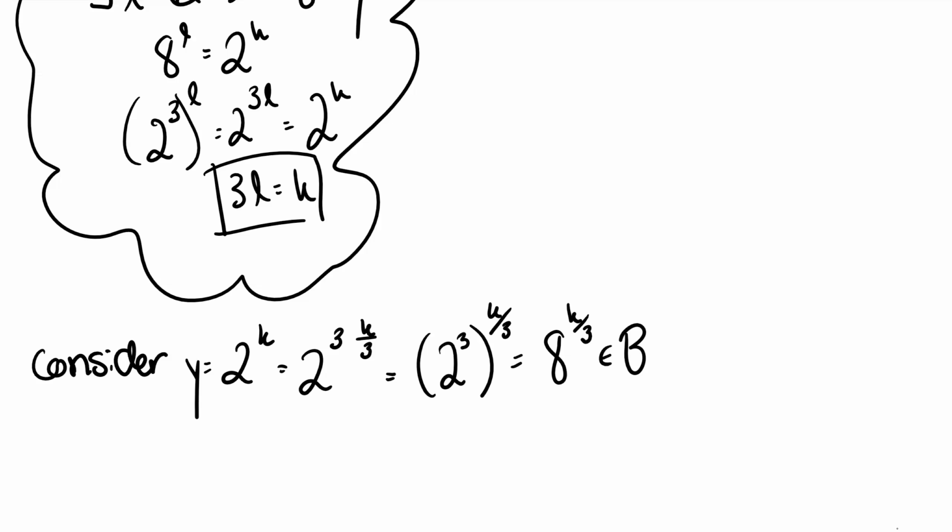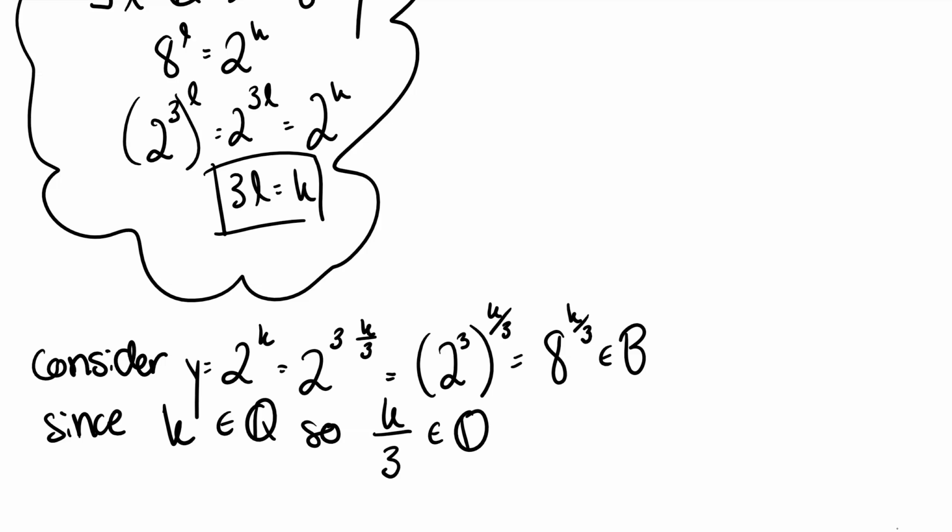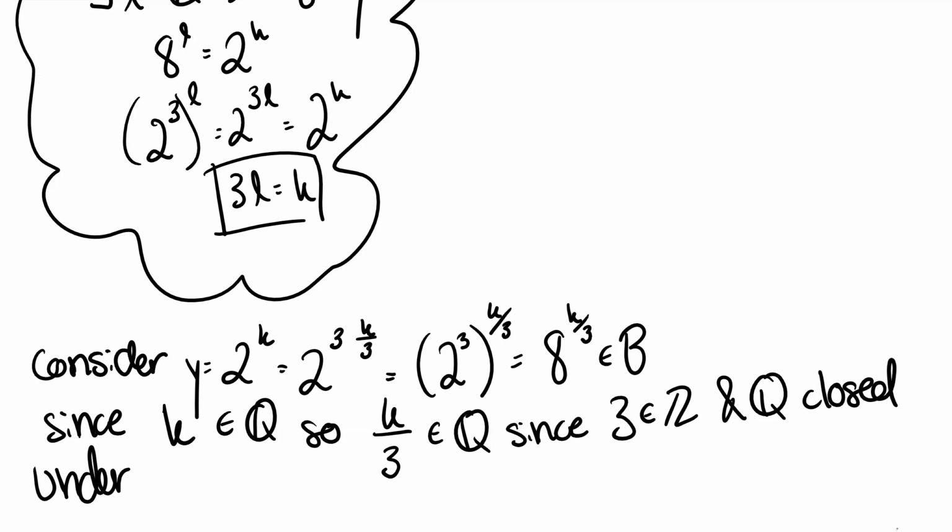Which is in B since k is in the rationals. So k divided by 3 is in the rationals since 3 is an integer, and the rationals are closed under integer division.